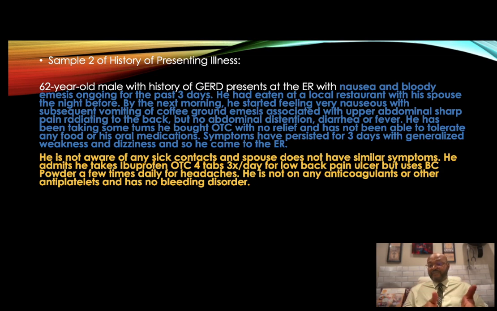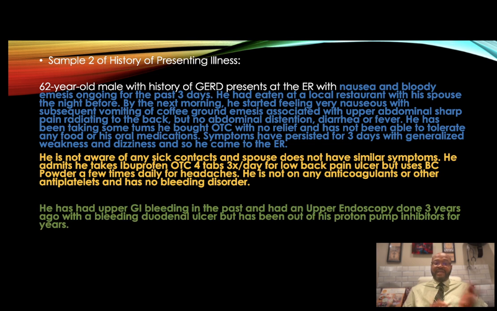His use of ibuprofen might be contributing, as might the use of BC powder, which, just in case you don't know, sometimes has up to 600 to 800 milligrams of aspirin, a pretty high dose that can cause gastric ulcers or bleeding. So you can see me trying to look at other possible causes of his presenting complaints of nausea and bloody emesis. Okay, and that's in yellow character.